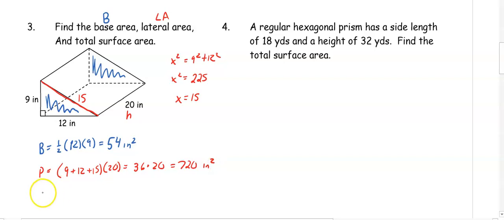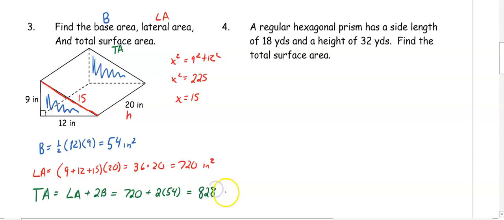For total surface area, which we can call TA, it is your lateral area, which we just found in red, plus the area of two bases, which is the area we found in blue. So we have our lateral area plus the area of two bases. We already know our lateral area is 720, and we know that two of our bases are 54. So we get 828 inches squared.